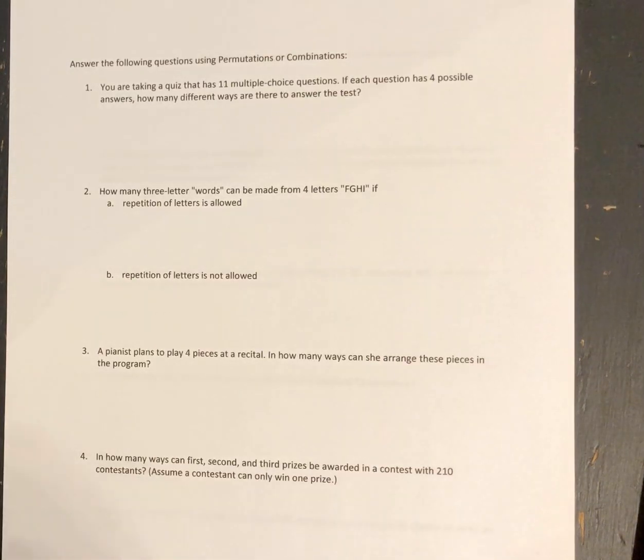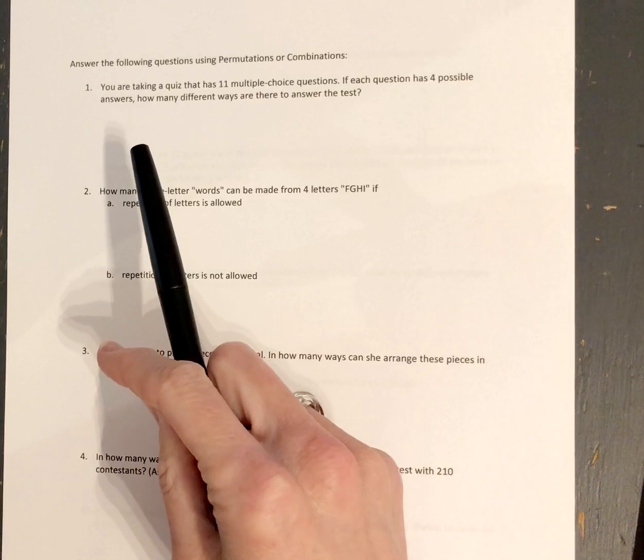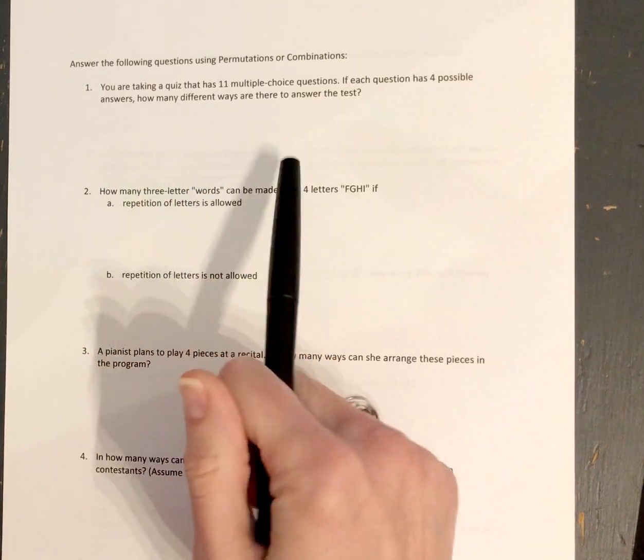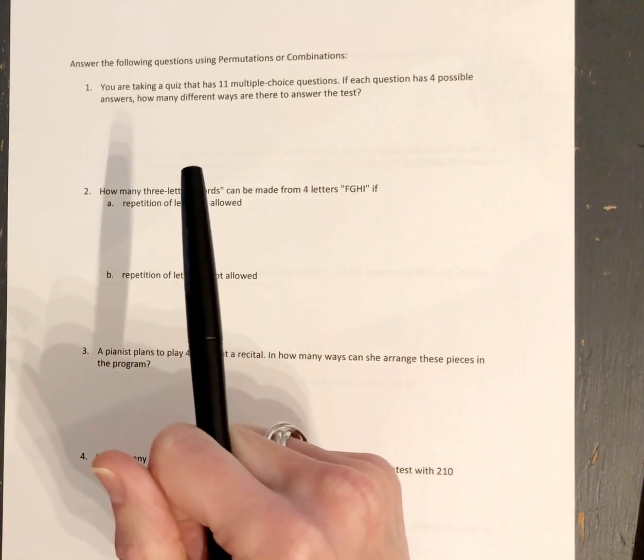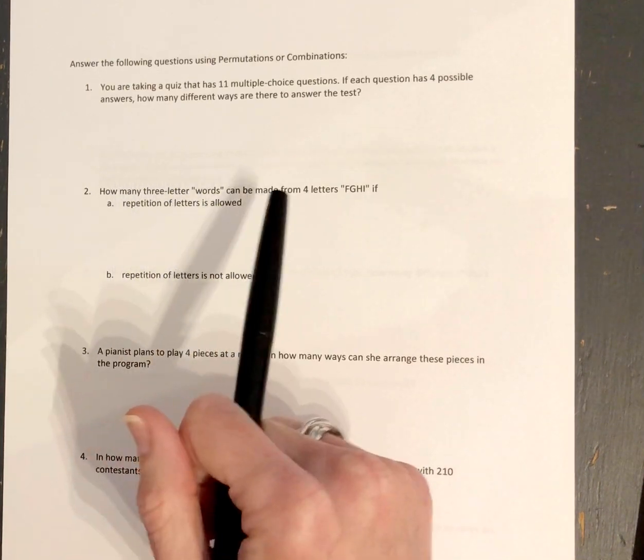This video is going to be several examples of counting questions. So we're going to go through and use what we know about counting techniques to try and answer each of these. So the first question says you're taking a quiz that has 11 multiple choice questions. If each question has 4 possible answers, how many different ways are there to answer the test?